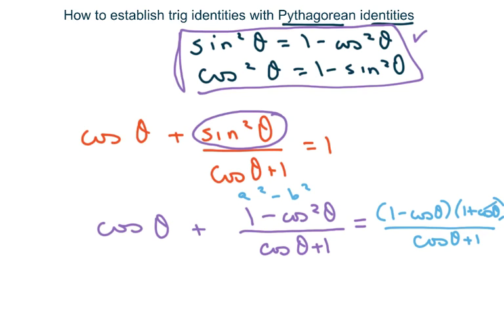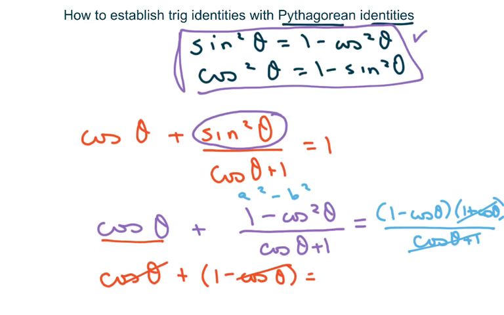And you notice these two are the same. They cancel out. So what we have is cosine of theta plus 1 minus cosine of theta. Cosine of theta minus cosine of theta is 0, so you're going to get 0 plus 1 equals 1, which is what we wanted. We have 1 equals 1. Okay? The next one's very similar.